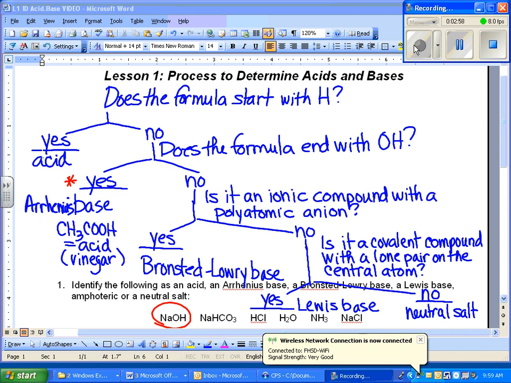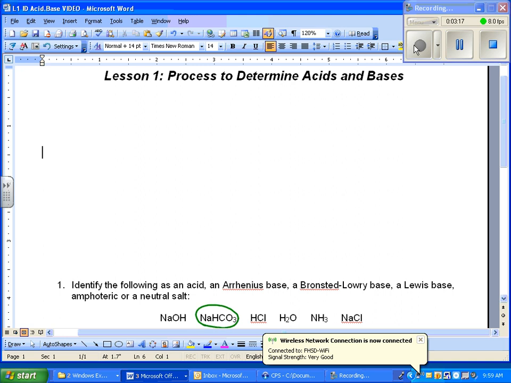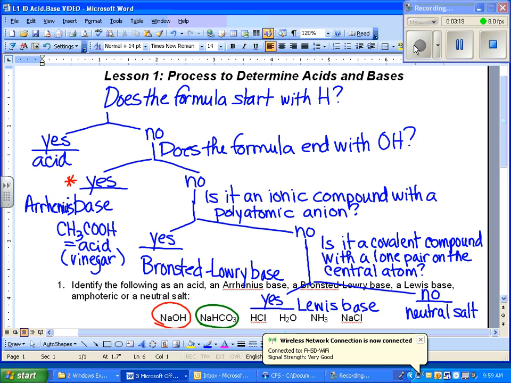The next one, NaHCO3, we would go through our list. It doesn't start with H. It doesn't end with OH. So my next question, is it an ionic compound with a polyatomic anion? And the answer to that is yes. If I look at this compound, you're going to find that it's an ionic compound because it starts with a metal, and the polyatomic ion is hydrogen carbonate. So for this one, it's a Bronsted-Lowry base.